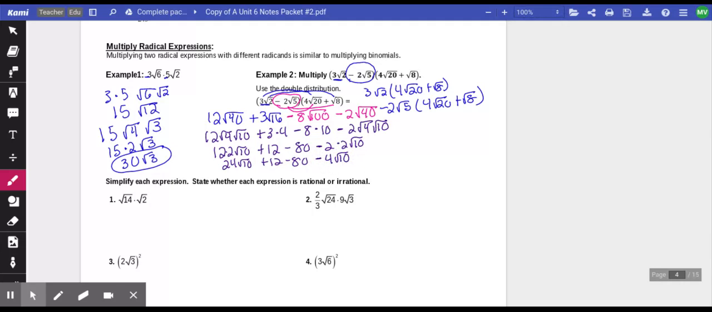Now I combine my like terms. If I have the same radical, I can add those. So 24 minus 4 is 20, so that's 20 radical 10. And 12 and negative 80 is negative 68.